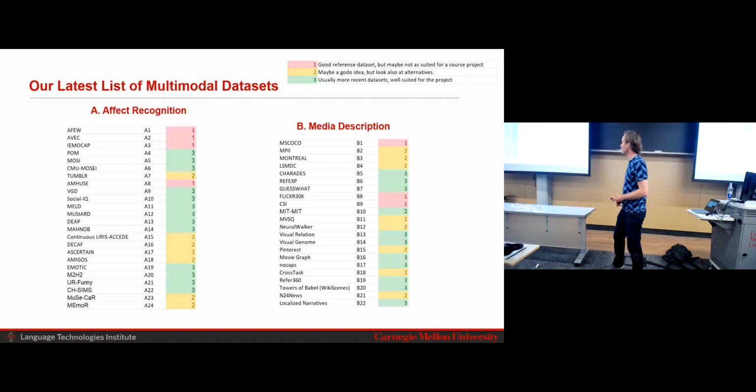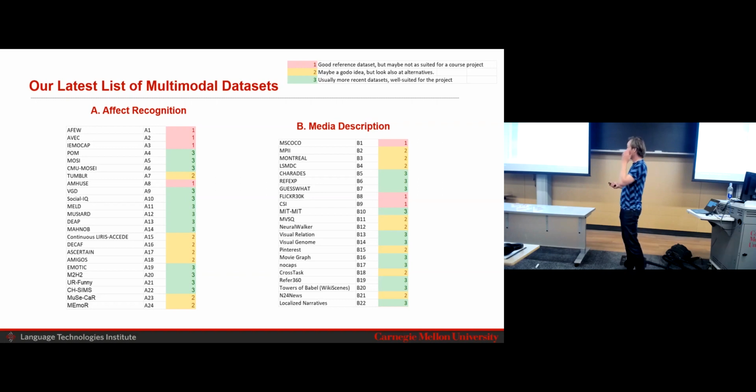So, the multimodal dataset table, this is our attempt. We color coded it. It is subjective, but I just realized I'm putting those slides online, so maybe people would be angry that I put their dataset as a one and not a three. Our attempt was to look at how many previous papers there were, how easy it is to get the dataset, and how recent the paper is.